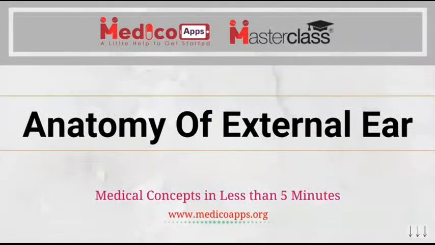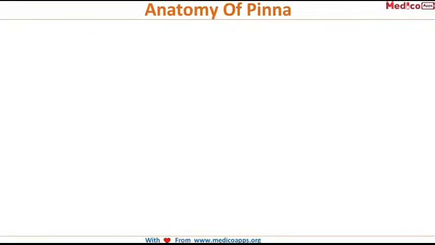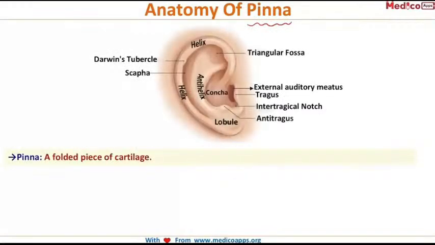ENT masterclass, we'll be learning about the anatomy of the external ear. So, whenever we talk about anatomy of the external ear, the first thing we remember is the pinna, and we all know this is how it appears. Okay. So, the pinna is a folded piece of cartilage. You can see here all of this is the pinna and it is a folded piece of cartilage.